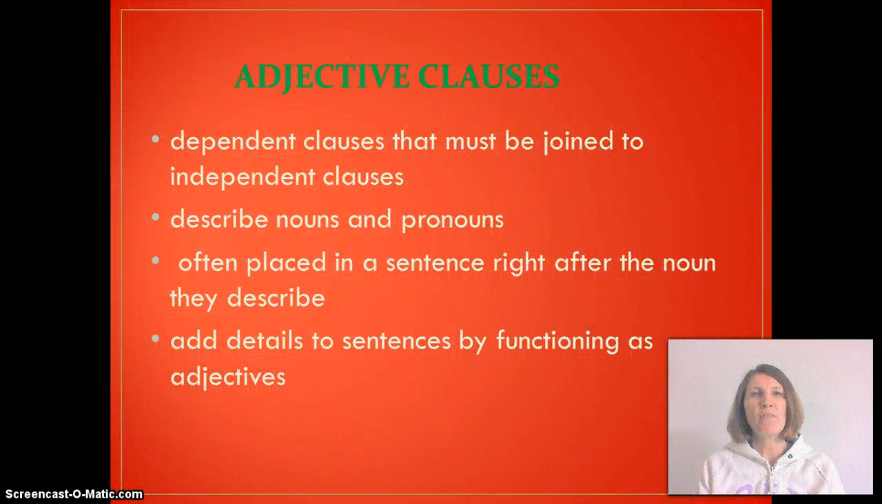So, what's the definition of adjective clause? These are dependent clauses that must be joined to independent clauses. They help to describe nouns and pronouns. They're placed in the sentence right after the noun that they describe. And they often function as adjectives.